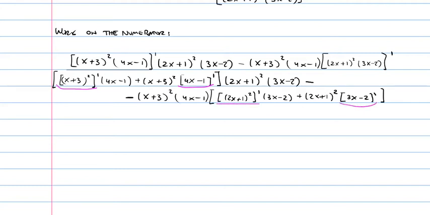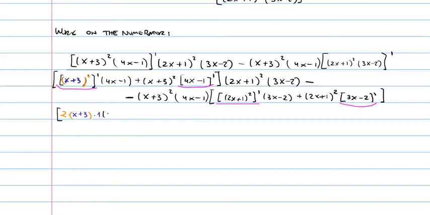So first, let's think about this one. We have the derivative of something squared. It's a composition of functions. So we first differentiate this squared. It's going to be 2 times something, and that something is whatever we have inside, in this case x plus 3, to the power 2 minus 1, which is just 1. And this will be times the derivative of what we have inside, that is the derivative of x plus 3, which is equal to 1.